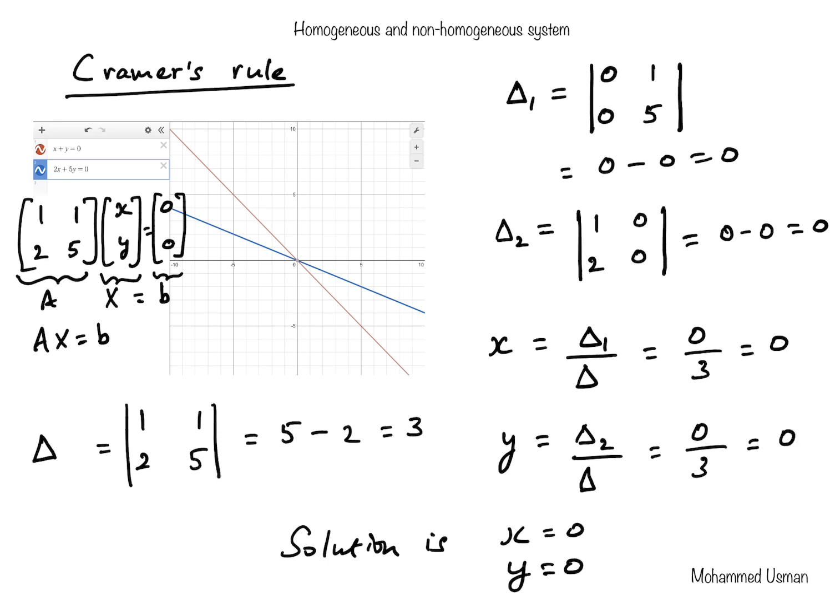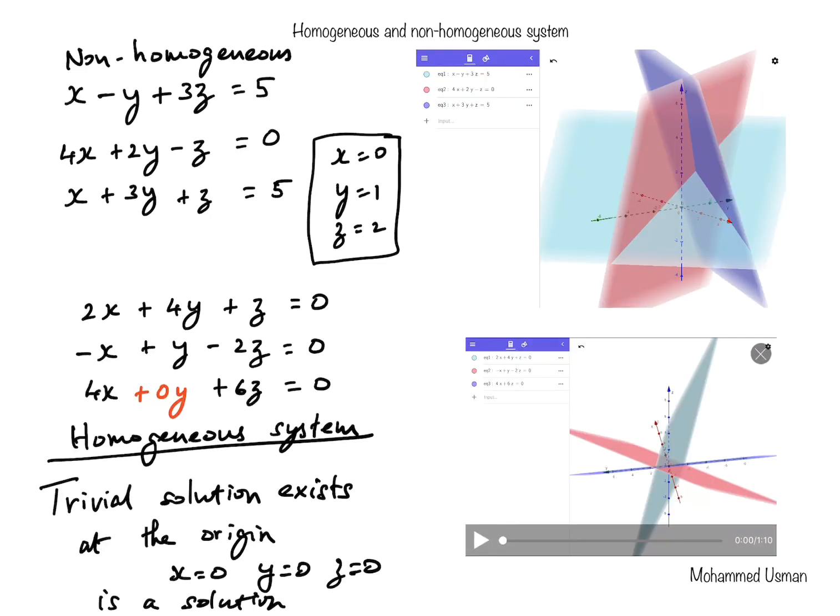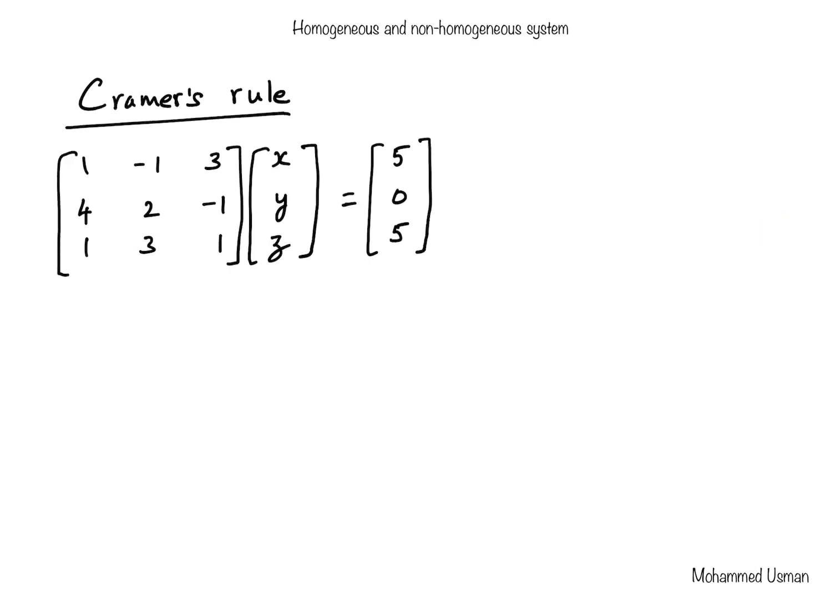Now we will extend this idea to a system which has 3 variables, and we will use the same set of equations which we used in the previous session for the matrix inversion method, and check whether we get the same solution. So we are going to use this first set of equations and see if we get the same solution using Cramer's rule as well. So let us do that.